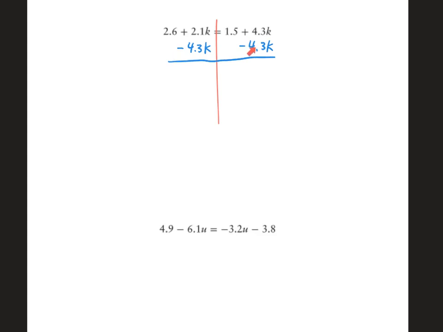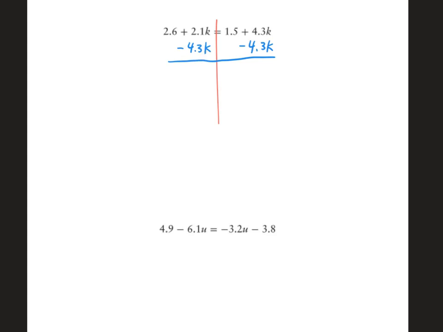So what does this give us? Well, on the right hand side here, it's gone. We had positive plus 4.3k. We took it away. It's gone. On this side, we've taken away a term that has a variable attached to it. So the only term on this side we're worried about is the one that has the variable. This 2.6 here, we don't really care about it because it doesn't have a k. The only thing we're going to consider is this 2.1k in relation to this minus 4.3k.